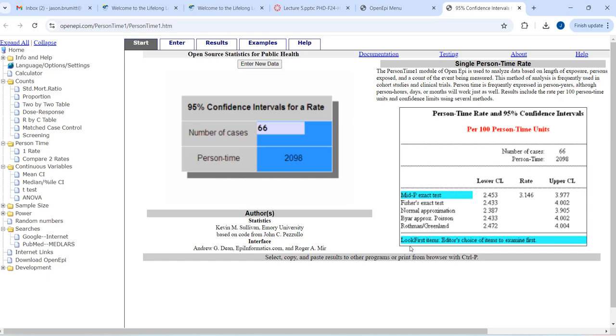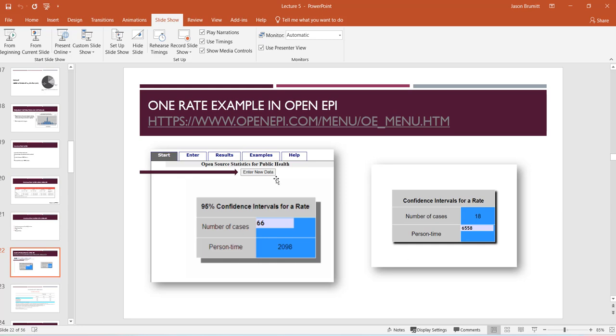What you should be doing right now, probably the best way to do this, is to have the screencast up and rolling and at the same time have your PowerPoint up. I'm going to bounce back and forth between the two. So let me go to the PowerPoint here. I know I have a bunch up there because I've been working on a lot of different things today. So you'll click Enter New Data, and then we're going to put in these numbers here. Number of cases, 18, and person time, 6558.